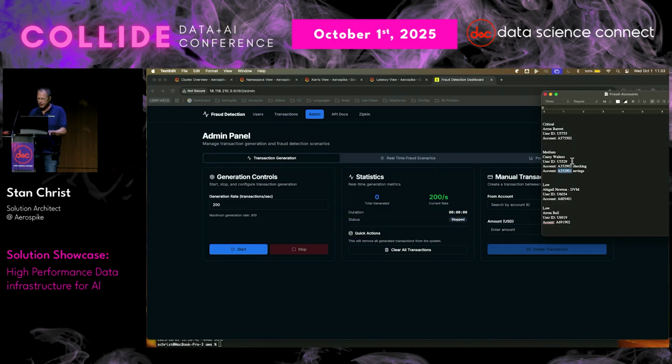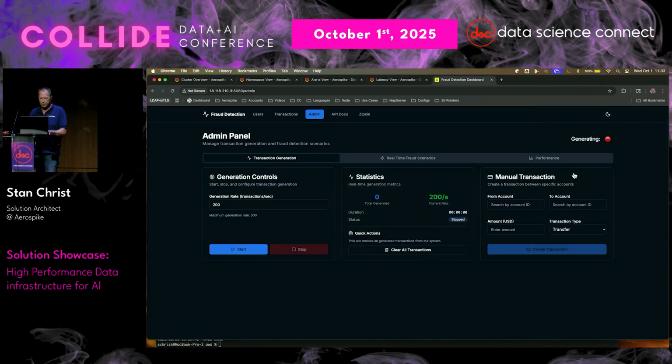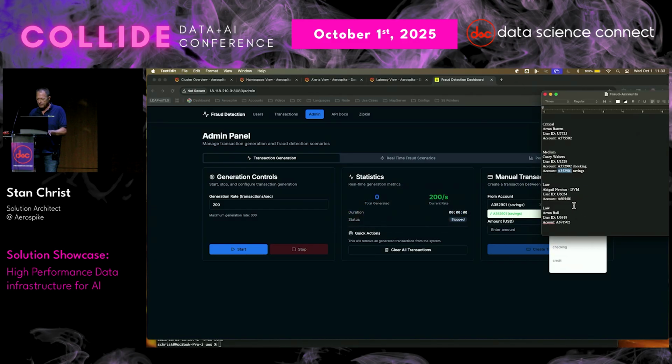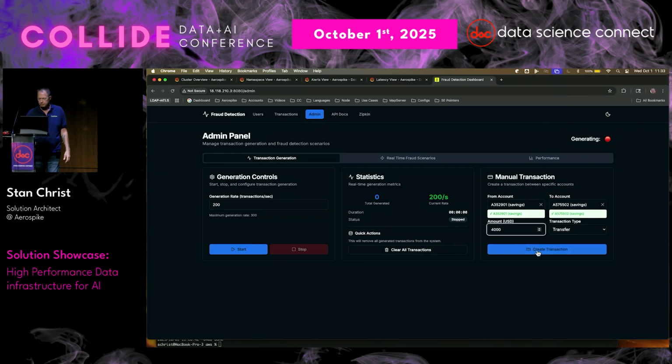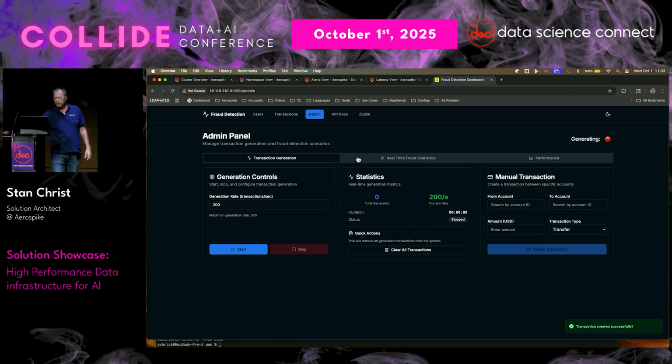Real quick, one more set. We're going to take that savings account one more time. We're going to transfer that out to Aaron here one more time, and see what comes through. Paste it in here, and I got that extra space in there. I do that almost every time. And we'll do a $4,000 transaction. We're going to see this one as it comes up.